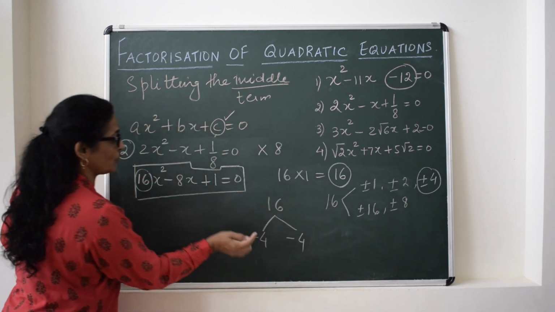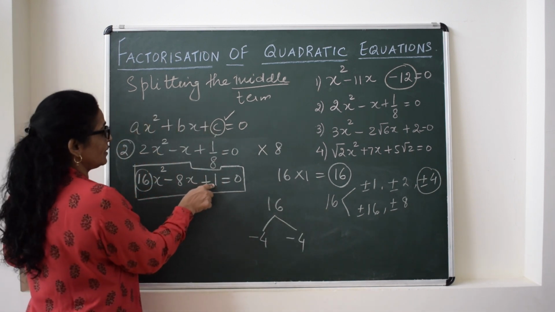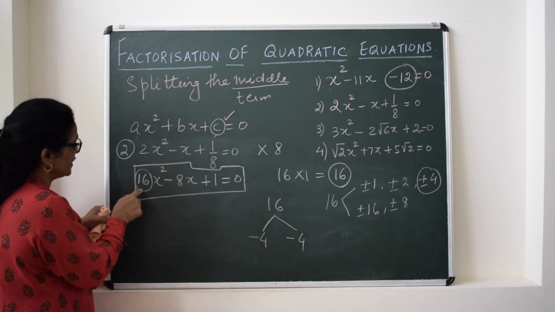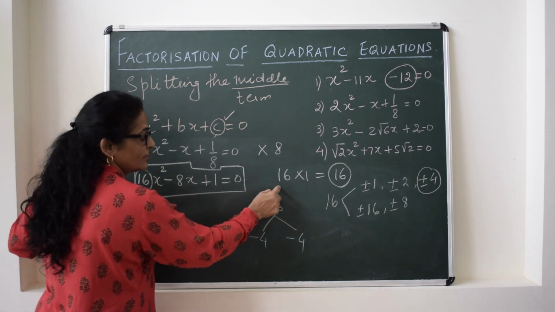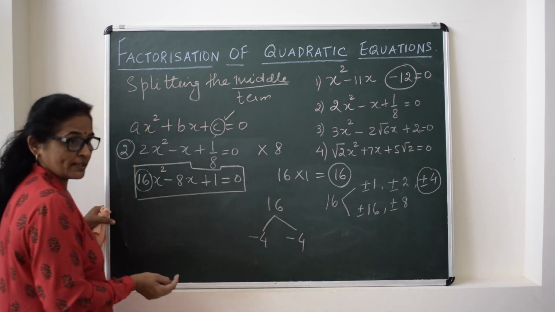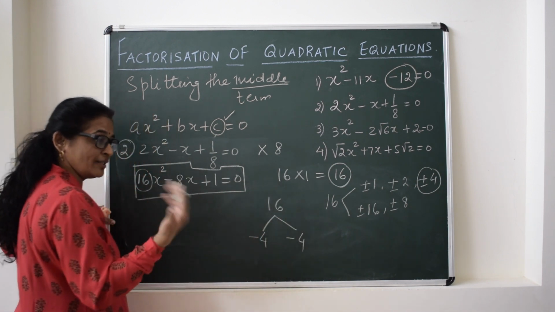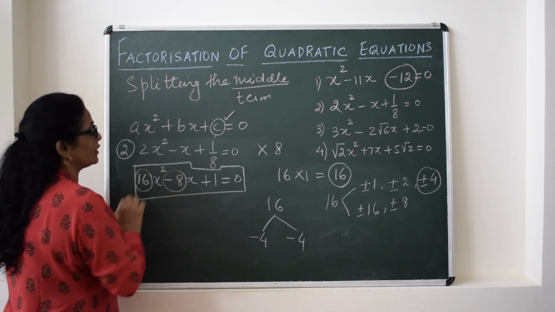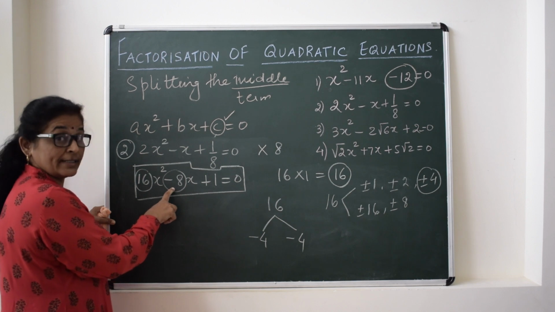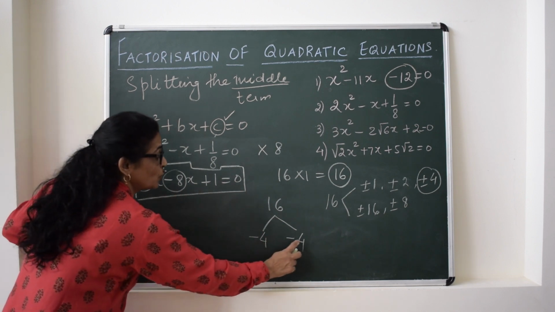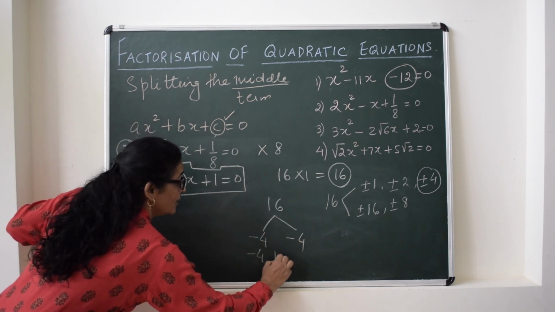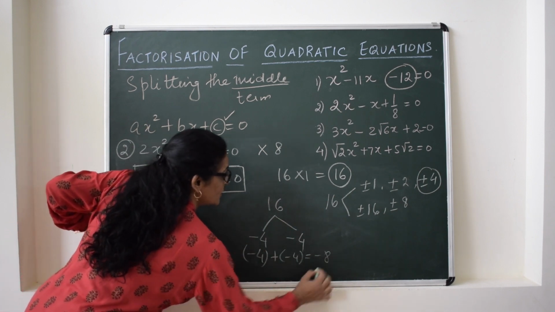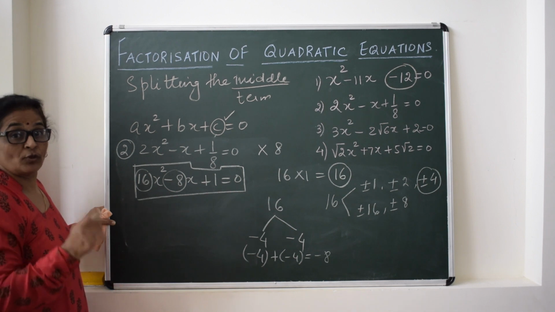We are not choosing one positive, one negative. Why? Because the last term is positive, and when you multiply it by the first term, that also is positive. So the two factors which you are choosing should both be either positive or negative. That also depends on the sign of the middle term. Now the middle term is negative, so the sum of these two negative terms will be a negative term only. So this is minus 4 plus minus 4, that is minus 8.